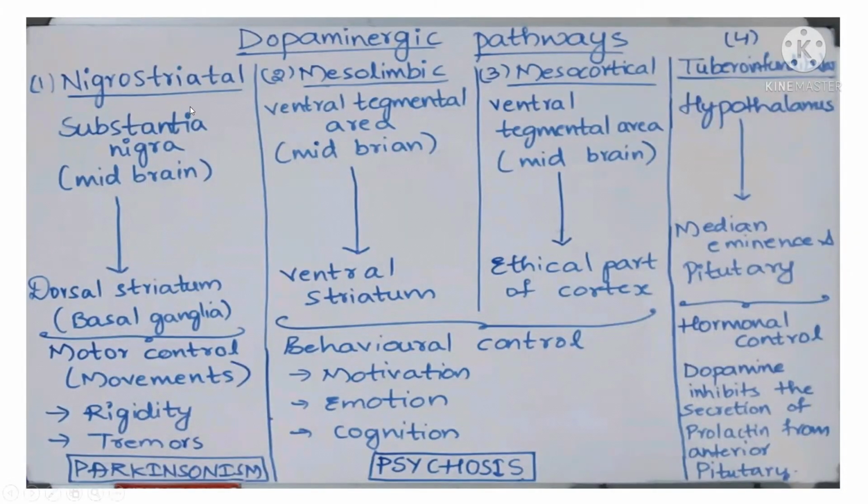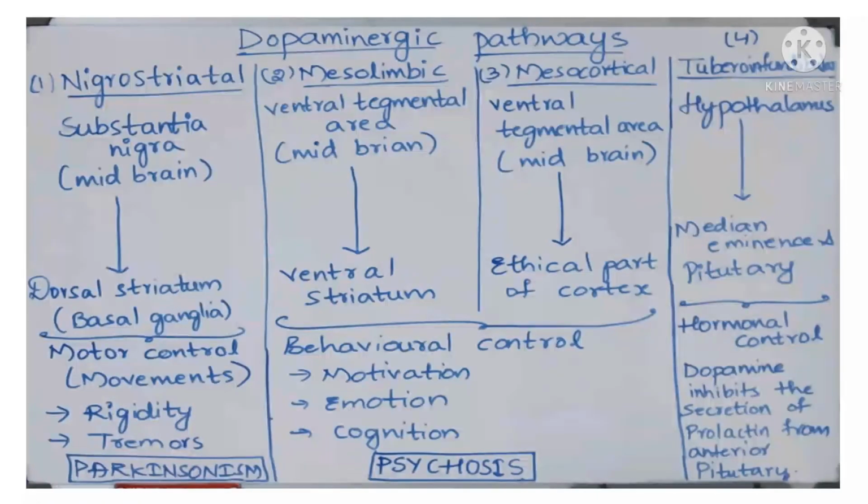So in this nigrostriatal pathway, out of these 4, the nigrostriatal pathway is the major pathway which produces dopamine. Now, in the nigrostriatal pathway, the dopamine-producing neurons extend from the substantia nigra to the dorsal striatum. It means the cell bodies from the substantia nigra extend to the dorsal striatum. They end with their axons extending till this dorsal striatum. And this pathway is mainly responsible for motor control.